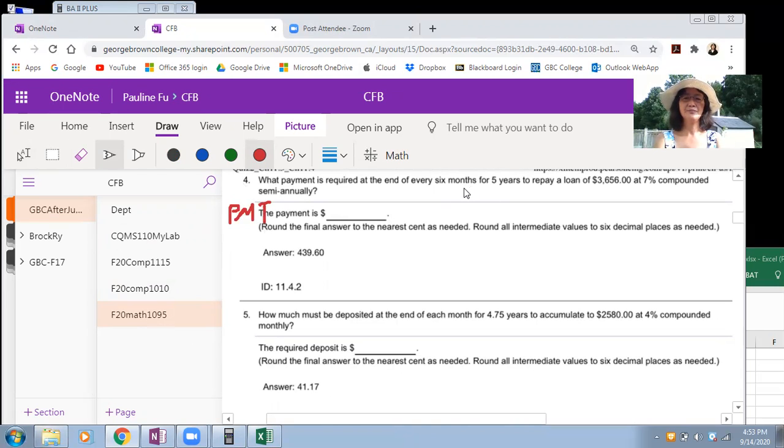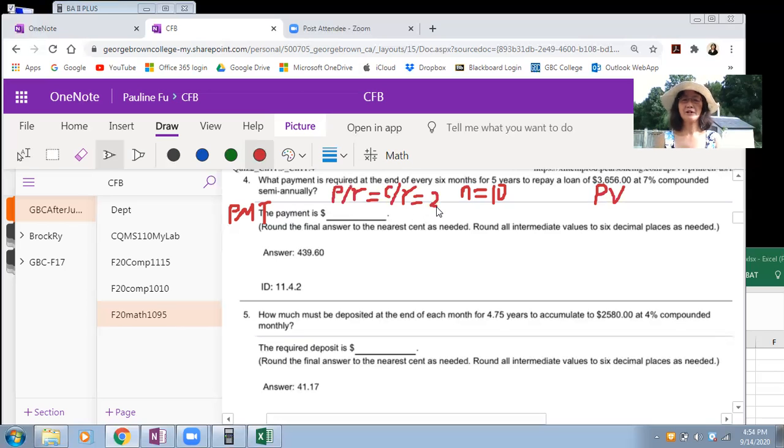You are given N. So every 6 months for 5 years, N equal to 10, 5 times 2. Repay the loan of 3,656. That is the present value. Okay, 7% is the interest. Because you make payment every 6 months, PY equal to 2. Because interest is compounded semi-annually, CY also equal to 2.